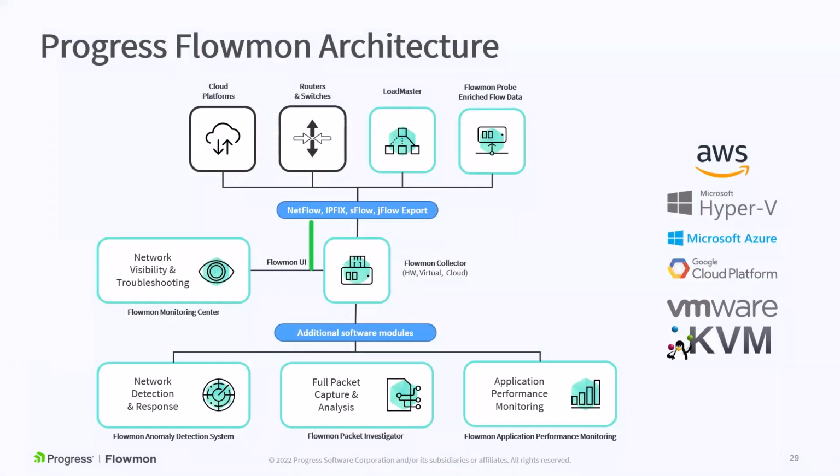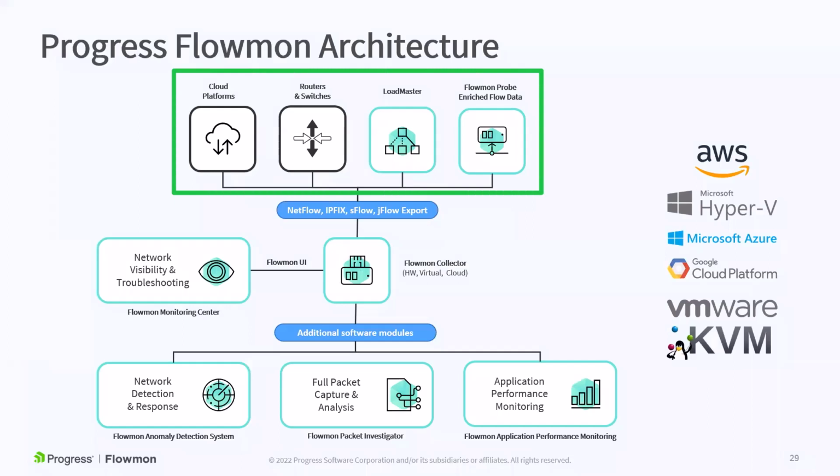At the heart of Flowmon is the Flowmon collector. In this diagram, the collector ingests network flow data from a variety of network devices, and more importantly, the Flowmon probe with enriched flow data. The Flowmon probe is bar none the most powerful NetFlow generator on the planet, enabling the very best insight into what's happening on the network as it relates to performance issues and cybersecurity attacks.